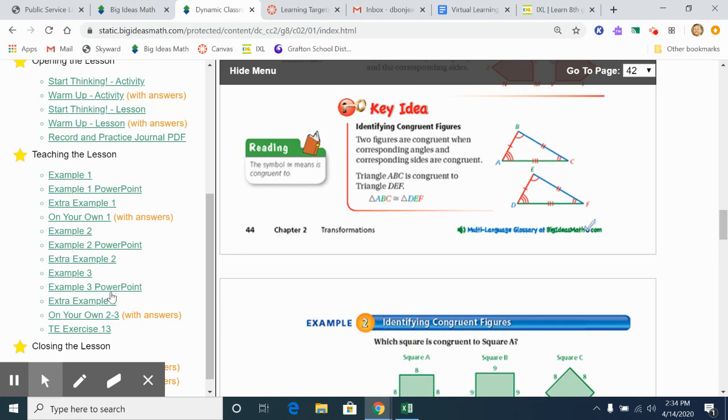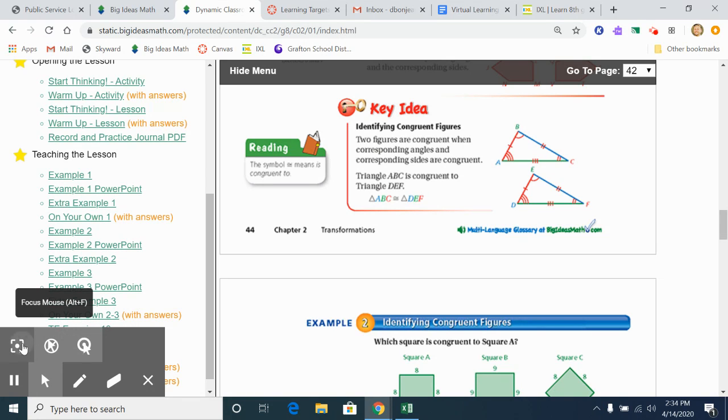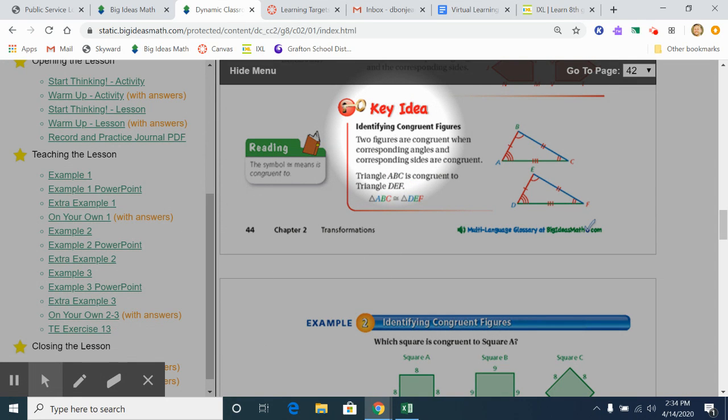But before we do that, let's look at this key idea and read it. And this is going to help us meet our second learning target. So now it's saying we have to identify congruent figures. Two figures are congruent when corresponding angles and sides are congruent. So the same. Triangle ABC is congruent to triangle DEF. They're just saying here that this little shape, the equal sign with the little squiggly line over top, just stands for congruent. So they're saying these triangles are congruent to one another because their corresponding angles and sides are exactly the same.